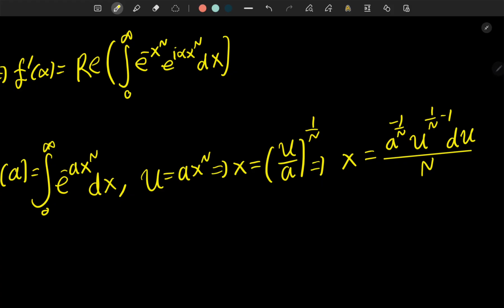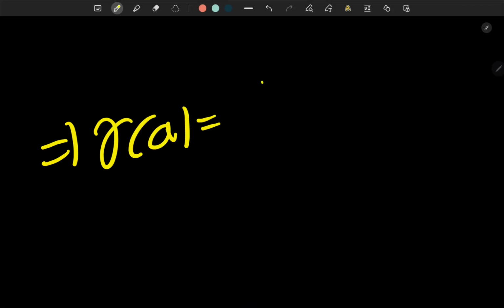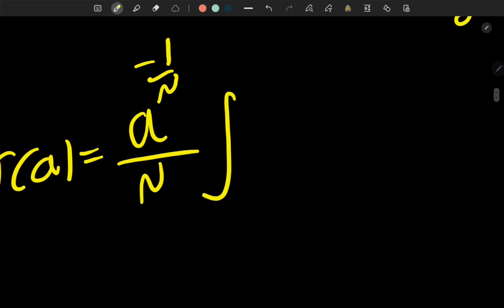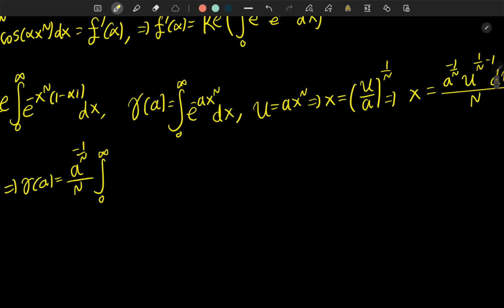Now, if we apply this to gamma of a, this implies that gamma of a equals a to the negative 1 over n times the integral from 0 to infinity. And the limits: if we take the limit as x goes to infinity, this implies that u goes to infinity. If we take the limit as x goes to 0, this implies u goes to 0. So in this case, our limits are not changed.